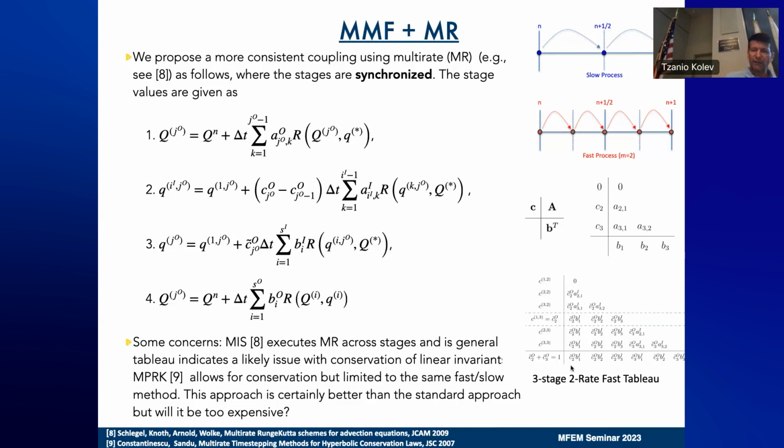And what we found when we did this is that if you want to conserve linear invariance, you need to have the same tableaus in both the outer and the inner. If you change them, I don't see how to do that. I'm not saying you can't do it. I'm just saying that's not what we found. So that's a problem, because we have to have linear invariance conserved. We want to conserve mass, et cetera.